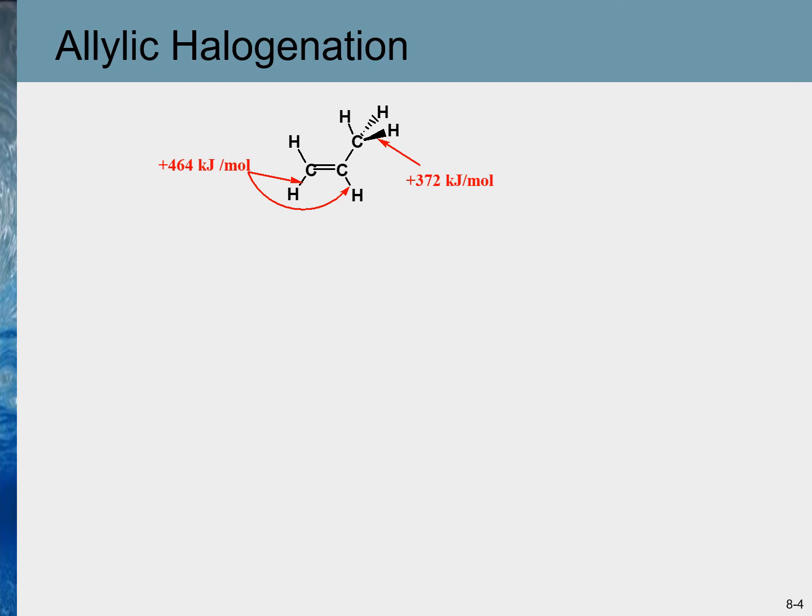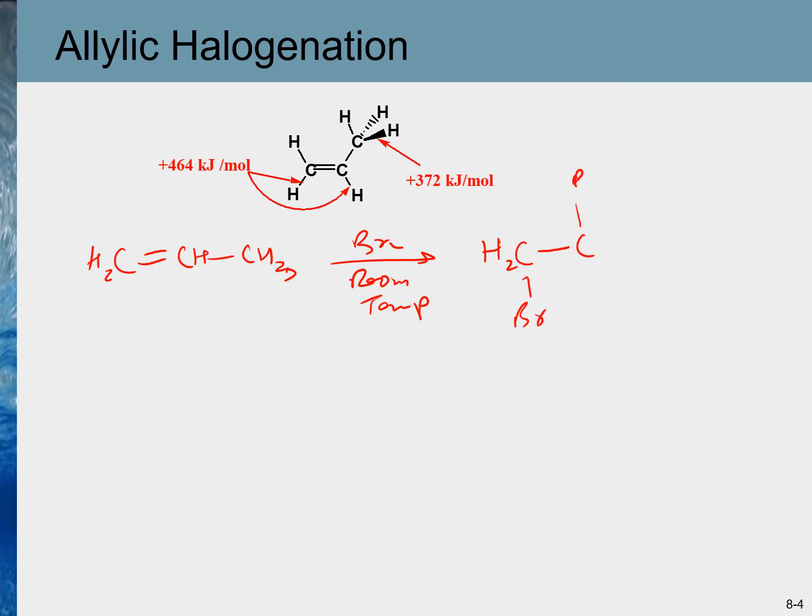So reacting propene with either bromine or chlorine at elevated temperature illustrates a very important point about organic reactions. The point is that it is often possible to change the reaction mechanism by changing the conditions. For example, if propene reacts with bromine at room temperature, then the product will be a simple addition reaction. In simple addition reaction, we have a dibromo product.